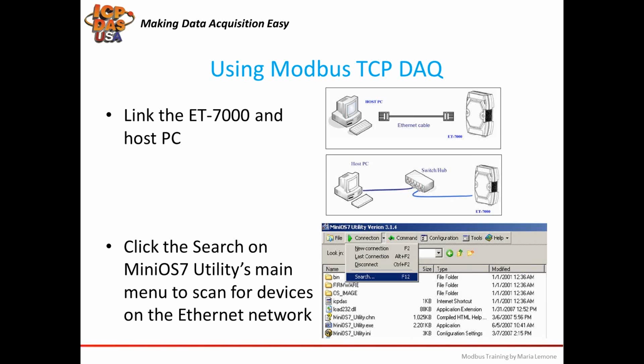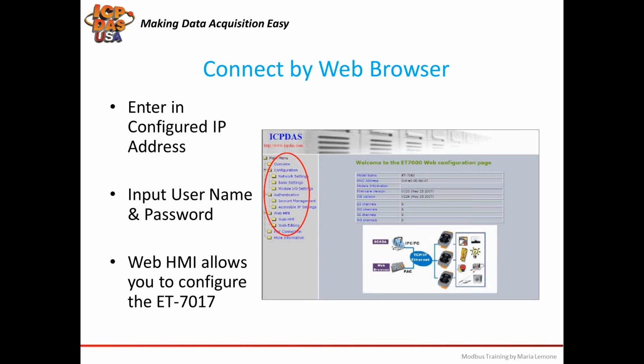Modbus TCP-based equipment needs to be on the same network, so each device needs a unique IP address. Each device needs to have the same subnet mask and gateway. To access the web server for the ET7000 series, you can open a standard web browser, enter in the configured IP address, then enter in the username and password.